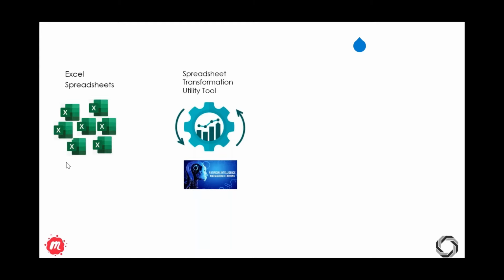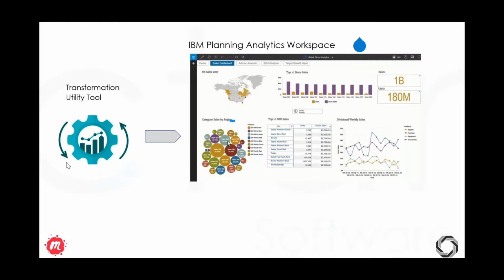So the spreadsheet transformation utility uses model-driven engineering, artificial intelligence, and machine learning to help convert your Excel spreadsheets into powerful applications that enable collaboration and acceleration to drive performance in your organization. The best thing about this transformation utility tool is that you get to explore the IBM Planning Analytics workspace with unrestricted access. You will be getting a personal online instance for you to build your applications, perform what-if analysis, create dashboards, and also you can invite other people in your organization to explore the content and the dashboards that you have created.